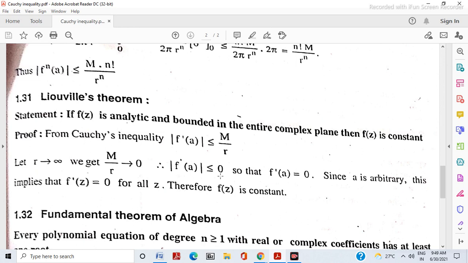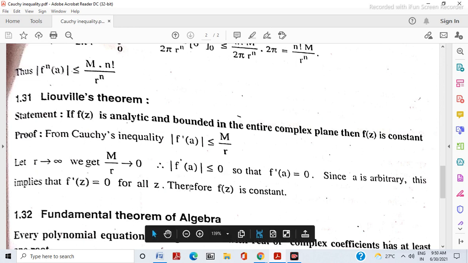But we have assumed that one circle and a we have taken as any arbitrary value. Then what you get? F dash z will become 0 for any z. Then what you get? F of z, what you get that? F of z is a constant.